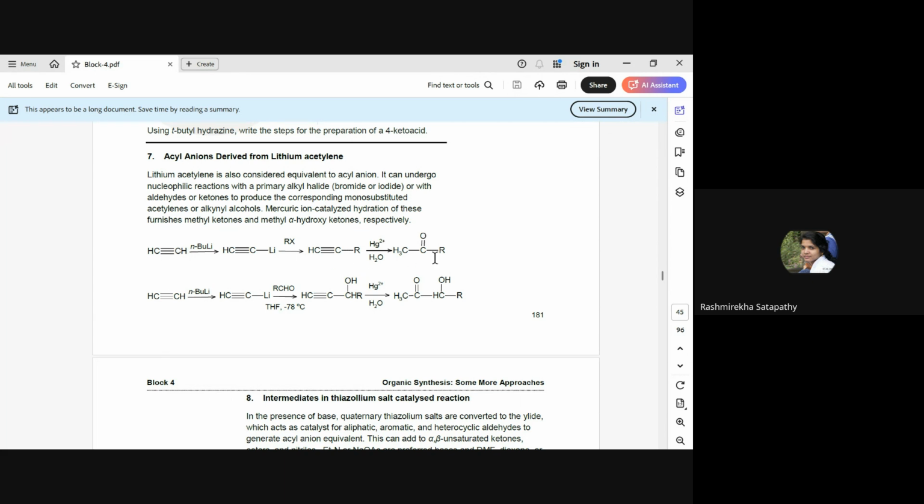In the presence of mercury, these ketone compounds, CH3COR, are formed. Mercuric ion catalyzed hydrations give methyl ketones and methyl alpha hydroxy ketones.